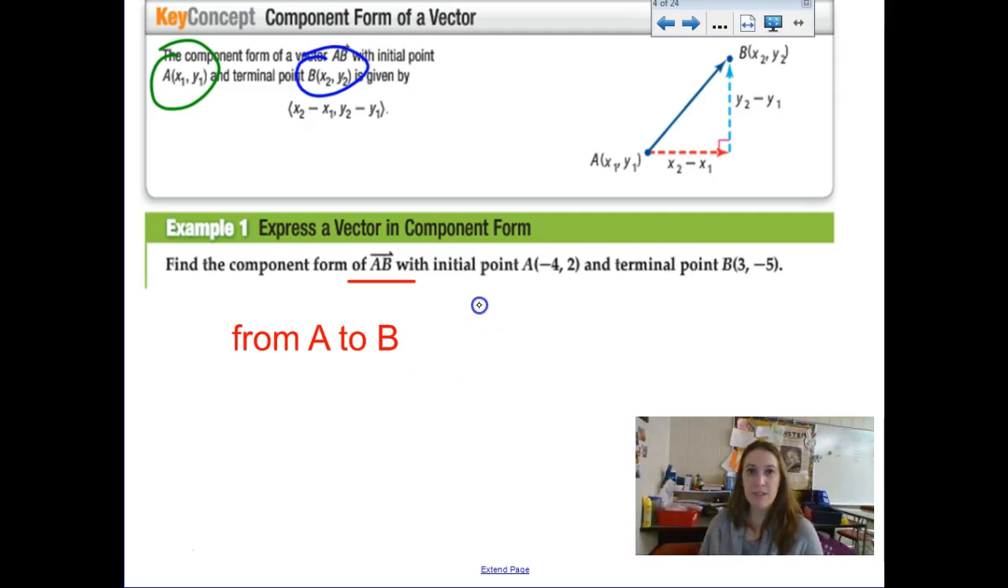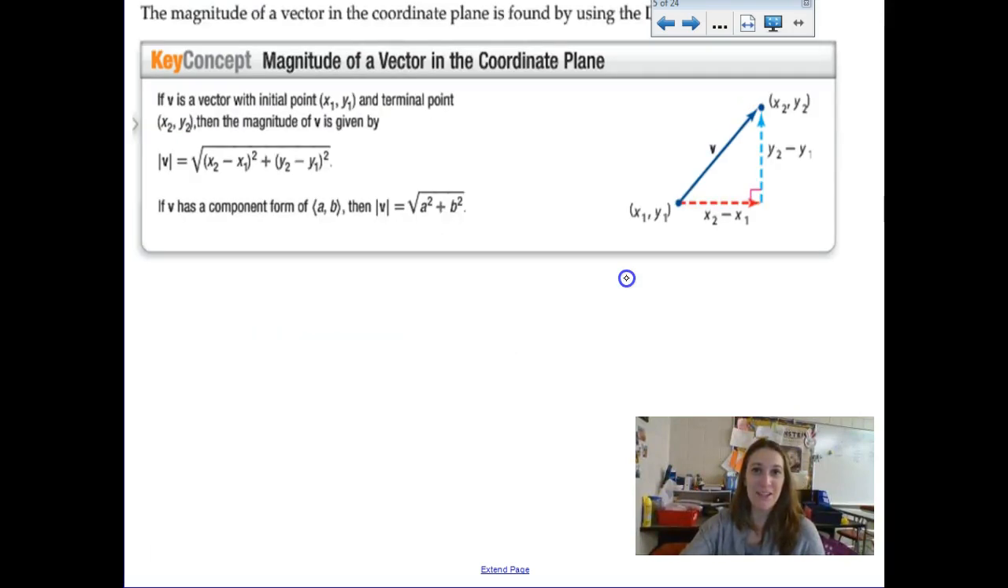So finding my resulting vector's components, I look at the x's, but I remember I'm finding x2 minus x1. So 3 minus negative 4 would be a 7. And then negative 5 minus 2 is negative 7. All right, so that's the component form of the new resulting vector AB.